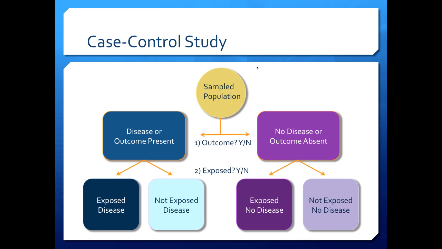A case control study samples a population and then separates the participants based on their outcome. Once the participants are separated, they are further separated into those who were exposed and those who were not exposed in order to fill up that 2x2 table.